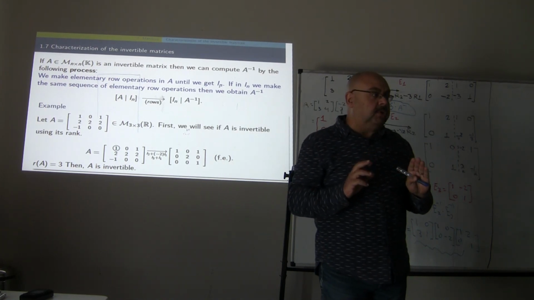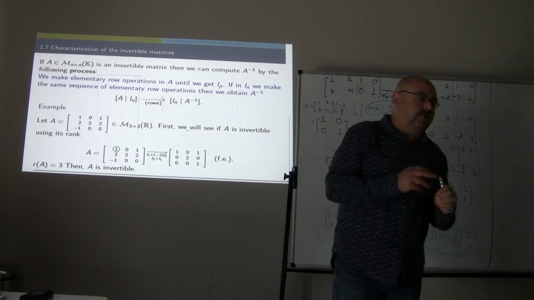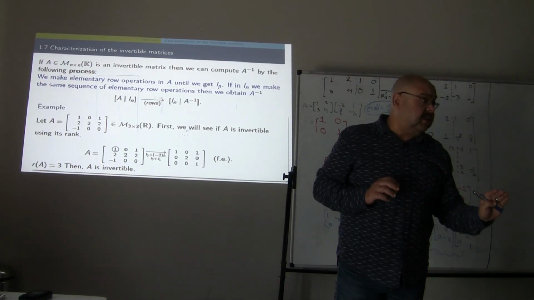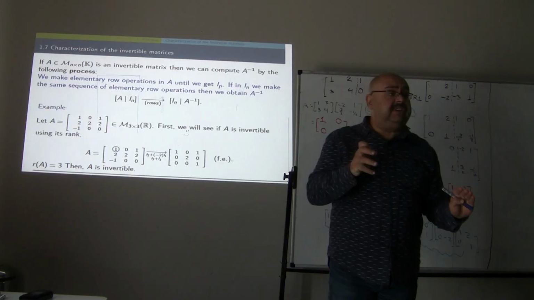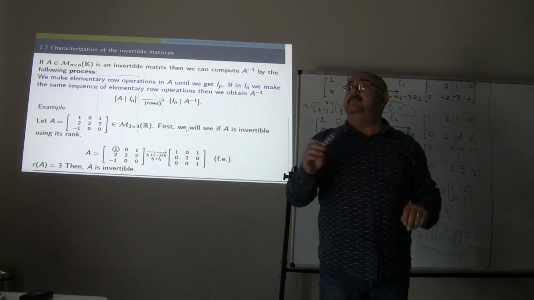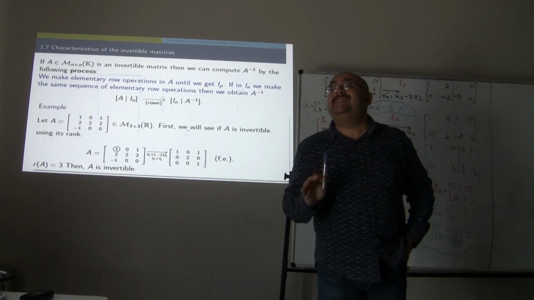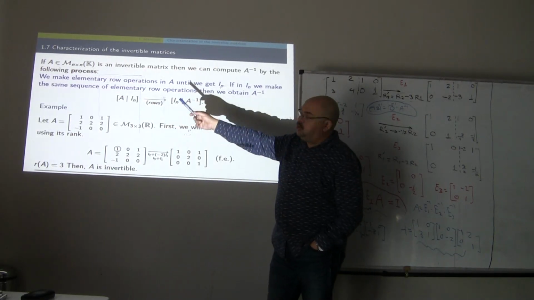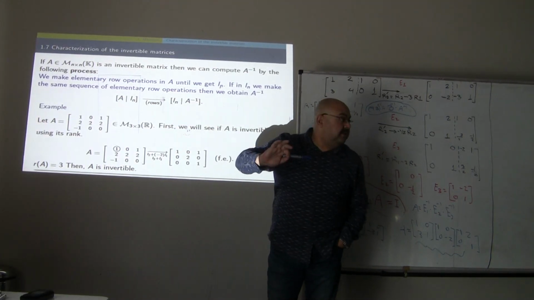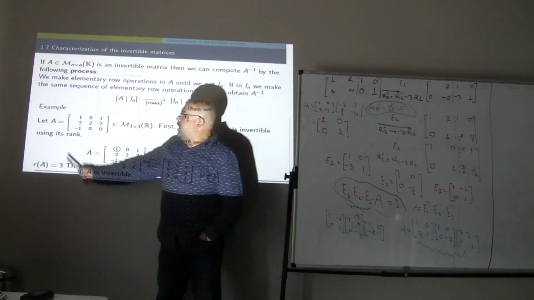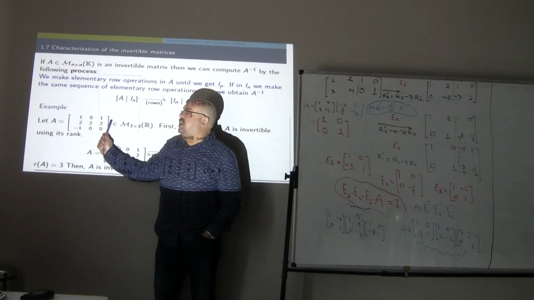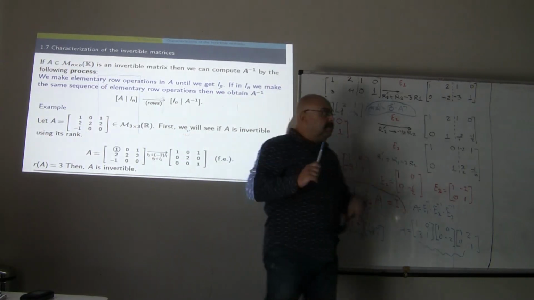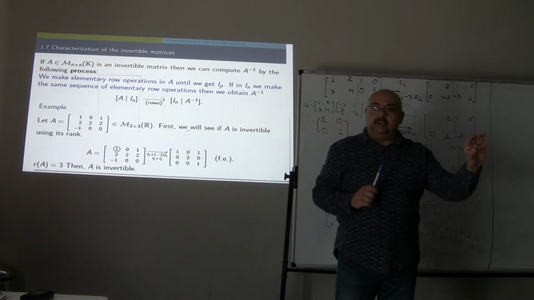Try first to put it in echelon form or reduced echelon form. If I put it in echelon form first, I will know whether it is invertible or not. So suppose in the exam, he asks you to state which of the following statements is correct, and he writes that matrix A is invertible. How to be sure? I will take matrix A and try to put it in echelon form.